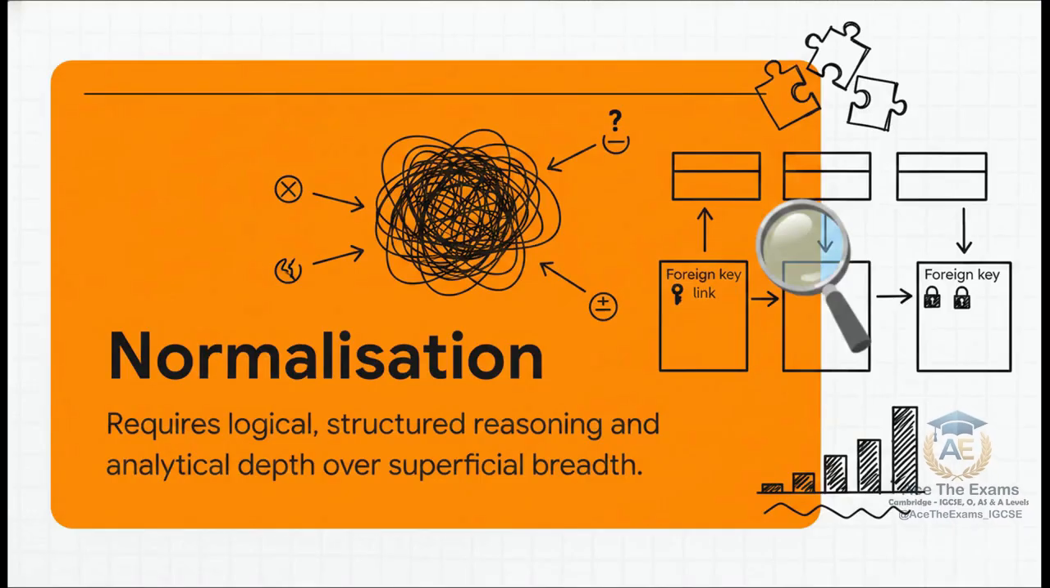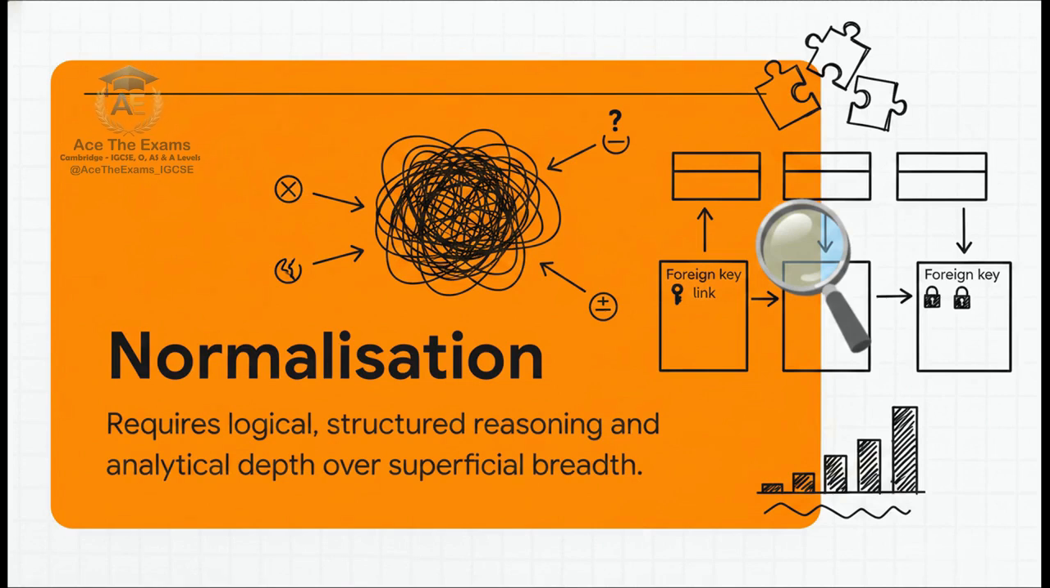Okay, so the absolutely crucial point here is that examiners are not looking for a shallow list of terms. They don't just want vocabulary. They're looking for logical, structured, evidence-based reasoning that integrates seamlessly with other syllabus areas. Think of normalization as a puzzle of pure logic. Superficial breadth, like just knowing the names of the normal forms, is no longer enough at this level.